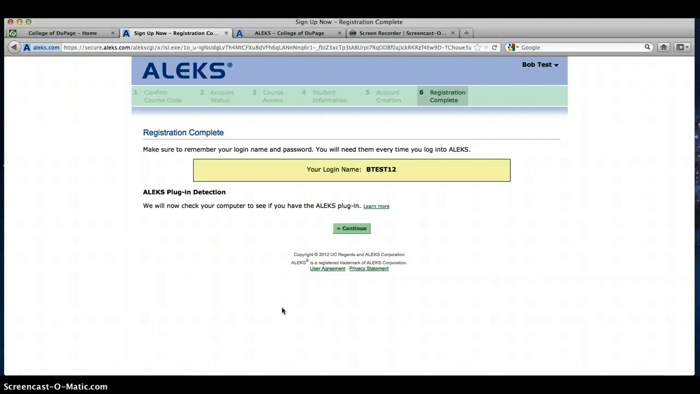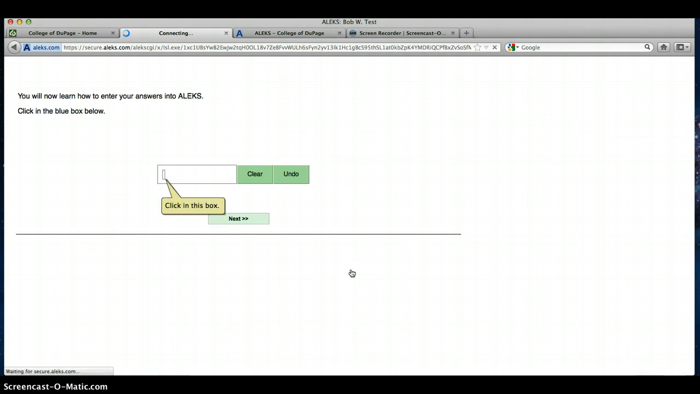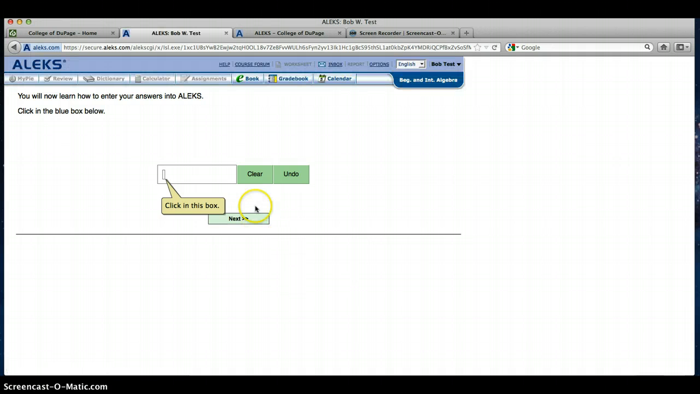We'll check to see if your computer has access to the plugin, so you can do that. Continue with the process. It's telling me the temporary access is expiring 9/7/12. You can extend your account, you can purchase it, or you can go ahead and buy it at the bookstore when it's available early next week. So we're going to continue with this. And now we're going to actually go ahead and run through this little thing.